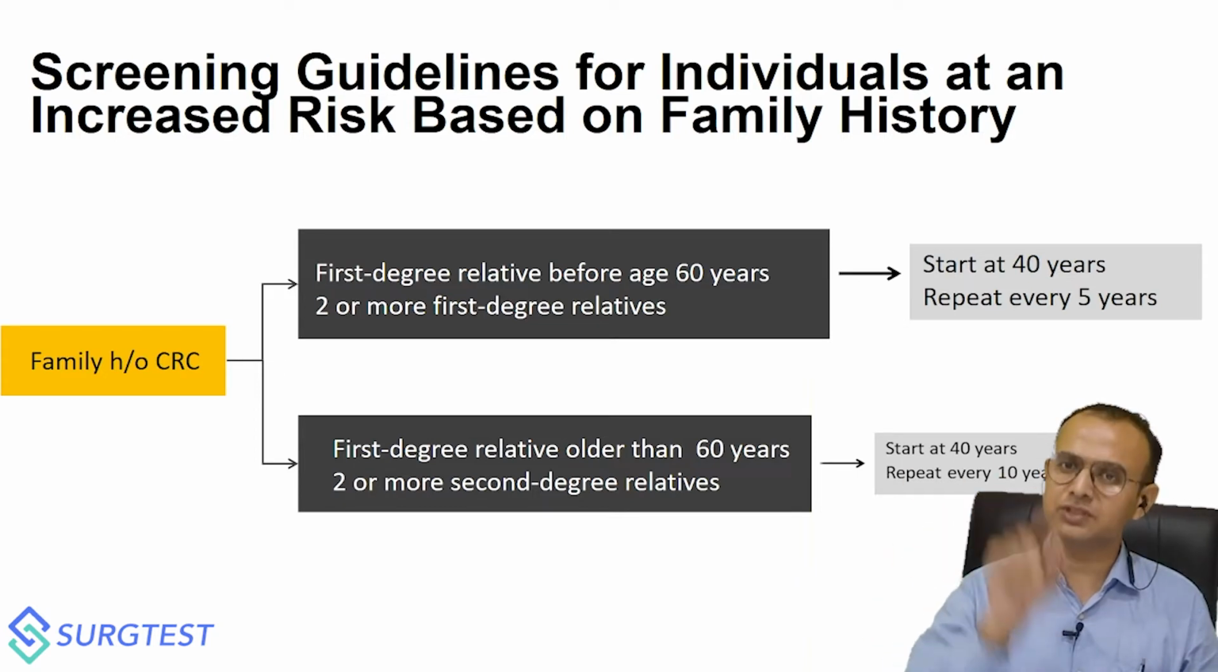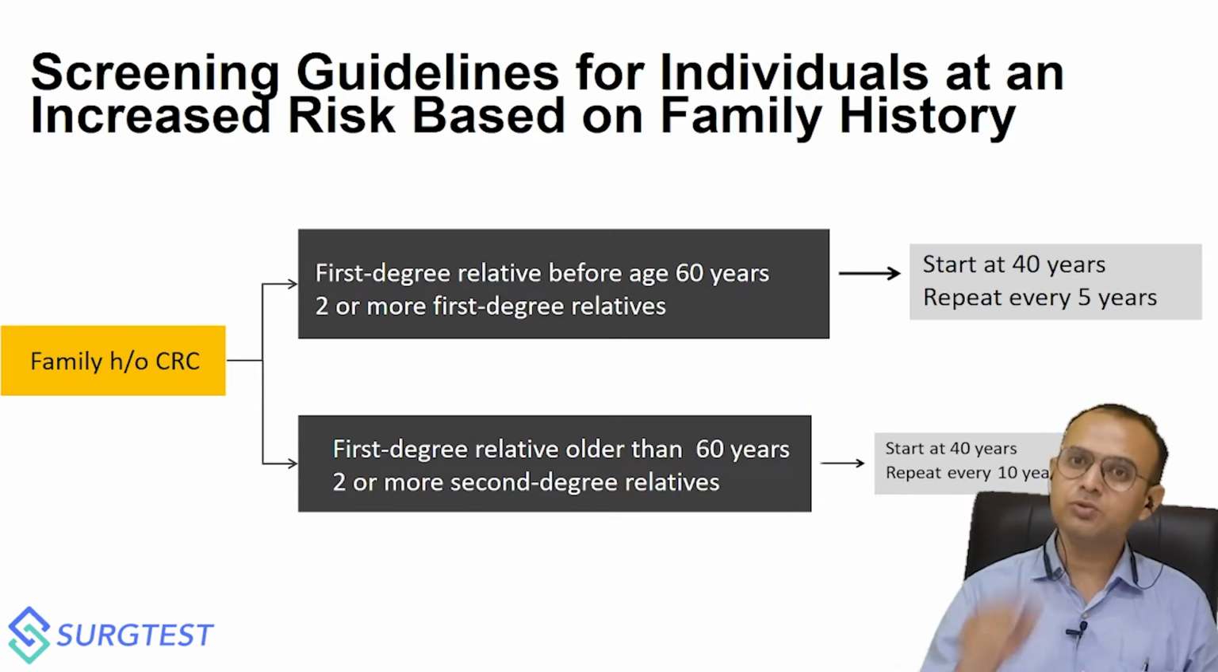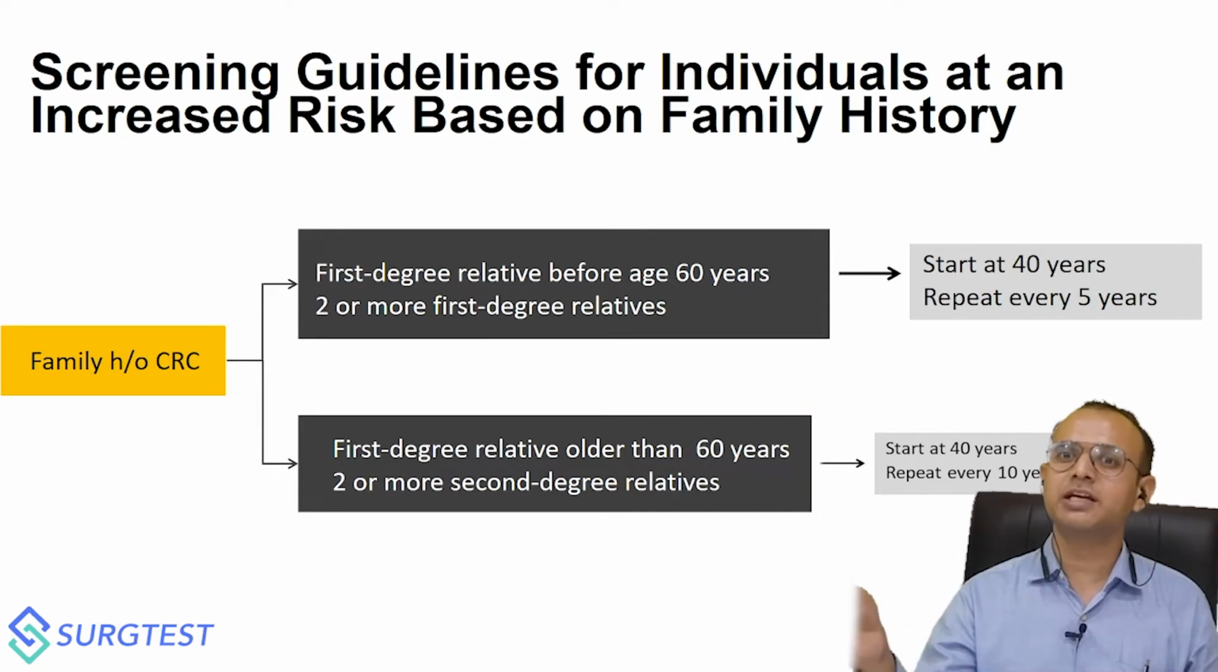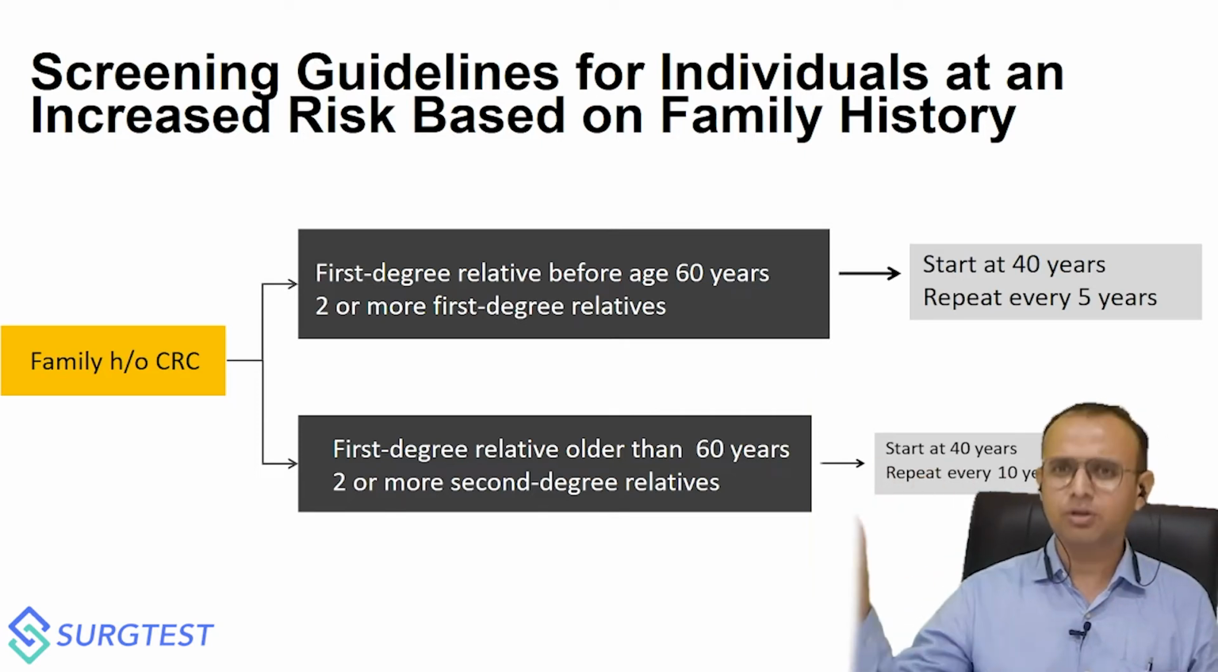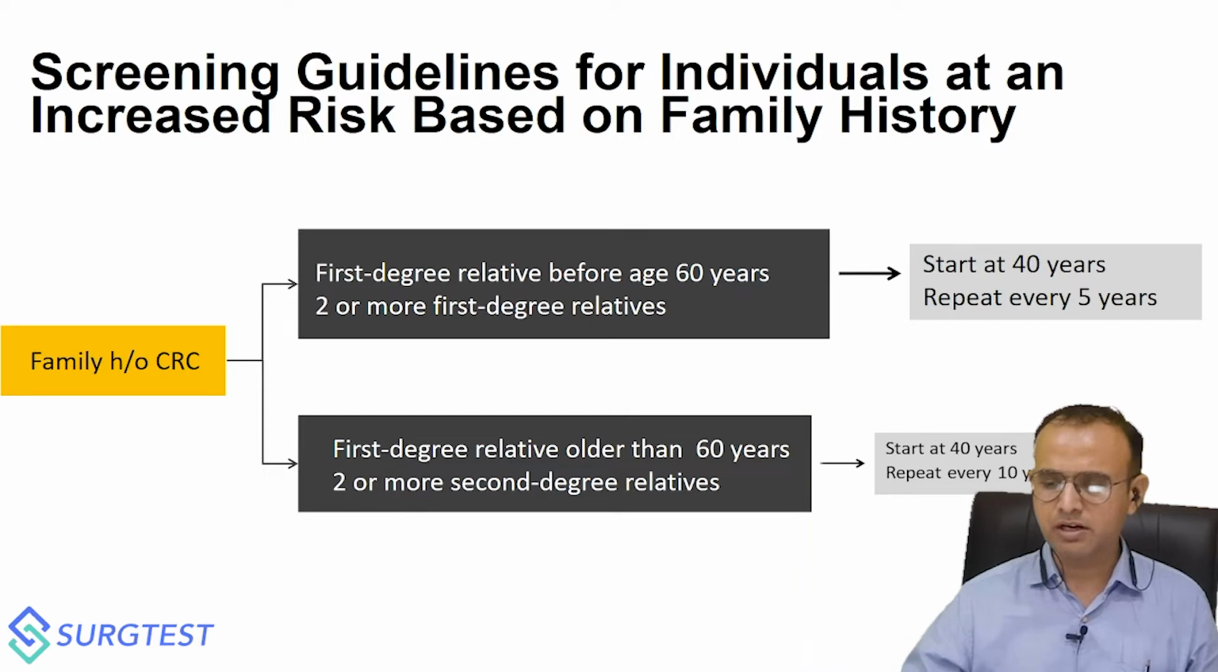But if it is a first degree relative less than 60, we have to repeat every 5 years. If first degree or second degree relative is more than 60, then we have to repeat every 10 years. Means we have to do first at 40, then continue at 50, 60, every 10 years we have to repeat.